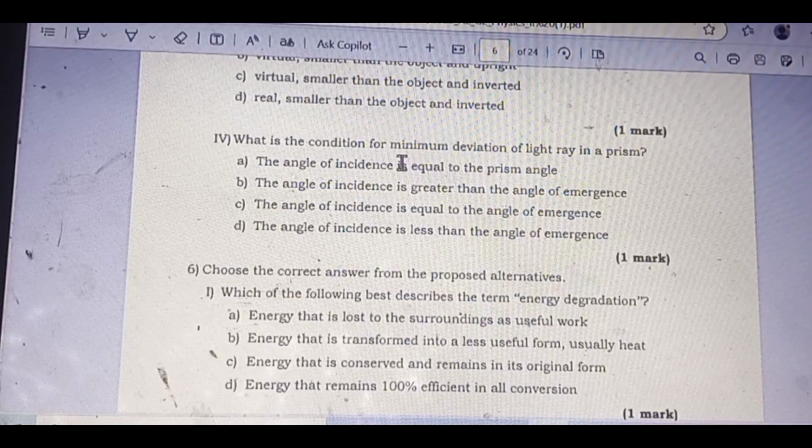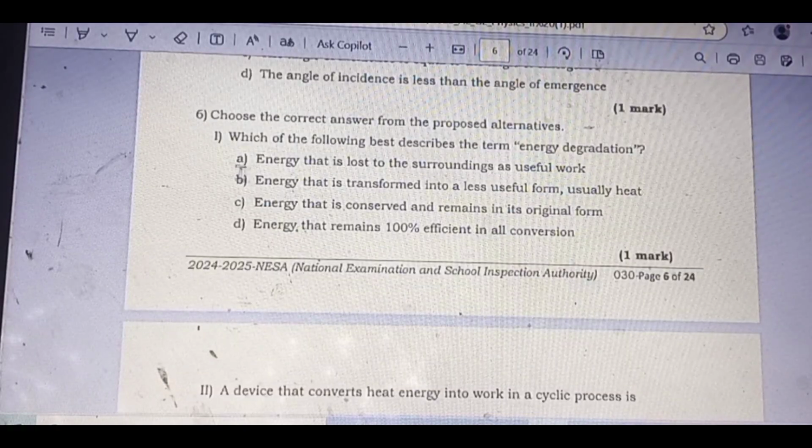The correct answer is letter C. The angle of incidence is equal to the angle of emergence. Question 6. Choose the correct answer from the proposed alternatives.